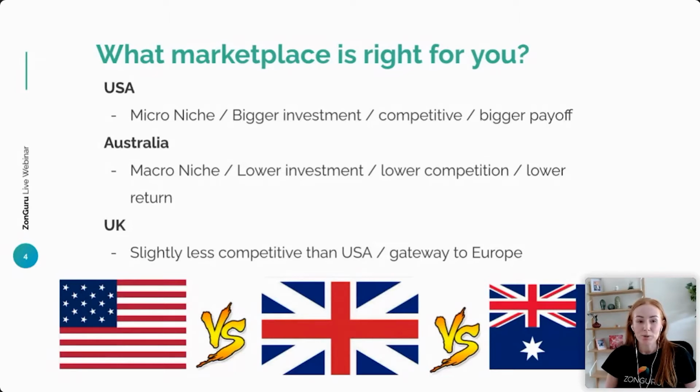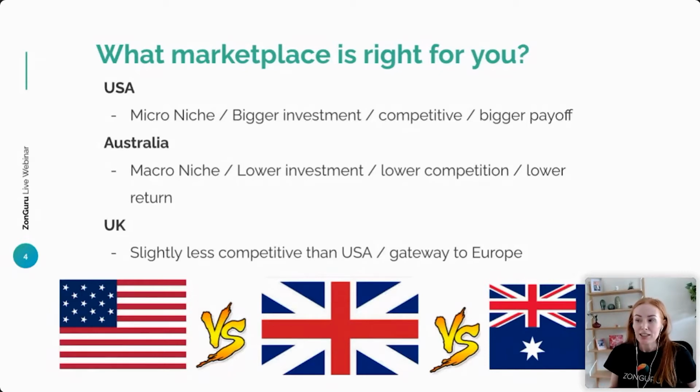Of course, we all probably are fairly familiar with the US. It's a big market, but with that come bigger investment requirements. Usually, it's competitive. You're really looking for those micro niches. So you want to drill down. You wouldn't be selling a yoga mat unless you've got a huge budget, but you're looking for a niche within a niche. And sometimes you'd go even further. But the payoff is that you usually have high returns when you do get the right product. There is a bigger payoff because you're selling to a bigger audience.